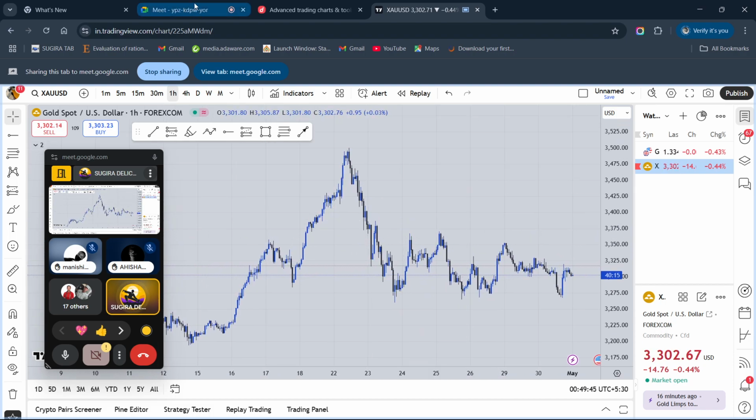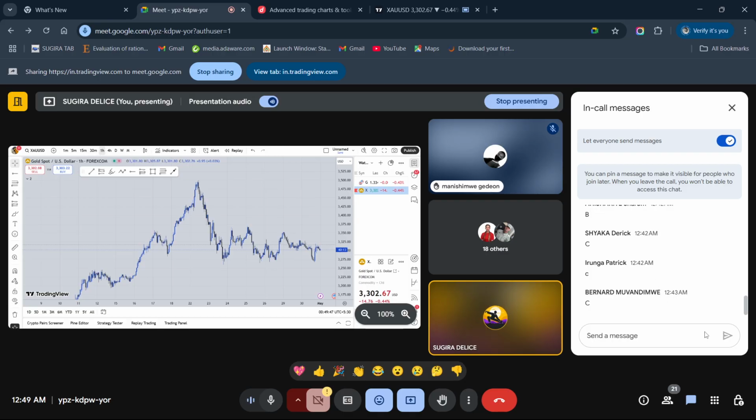So before we go ahead, which currency should I analyze? Which currency do you think I can analyze, apart from gold? I want at least two general currencies. Which currency pair? Including gold, I want two more currencies. Which currency pairs do you want me to analyze?